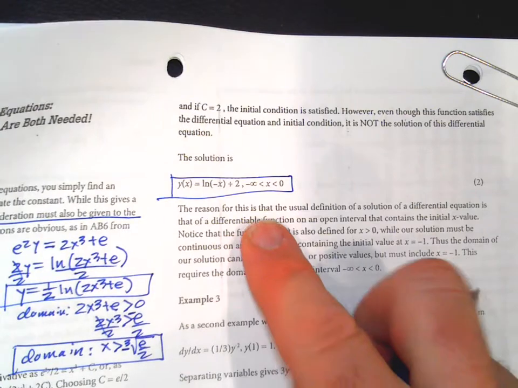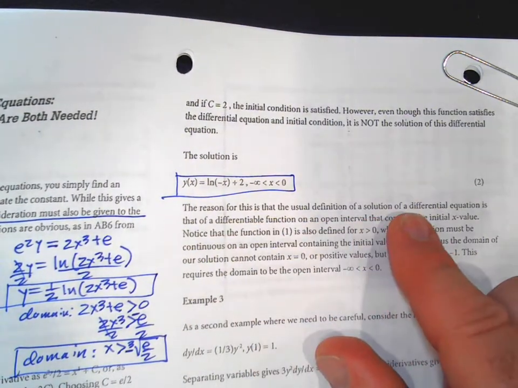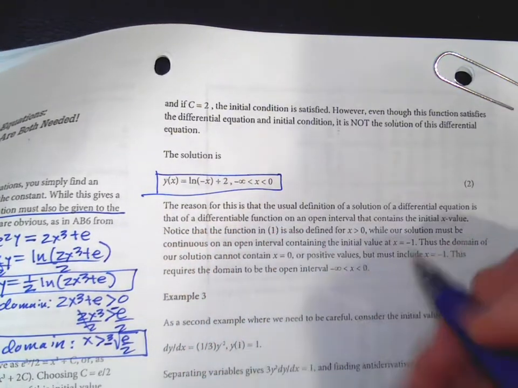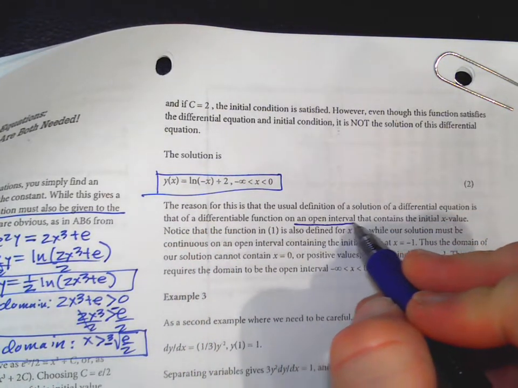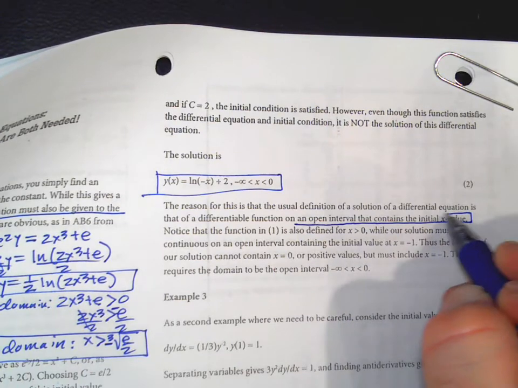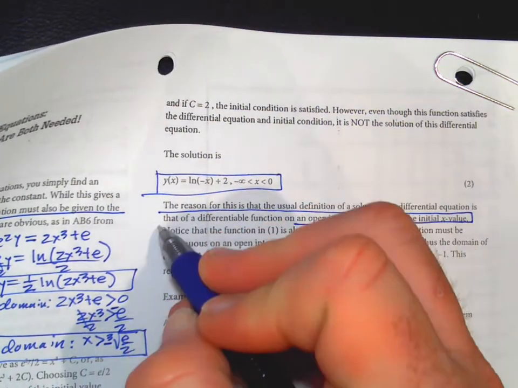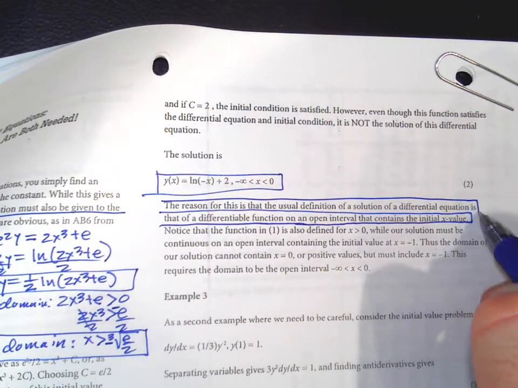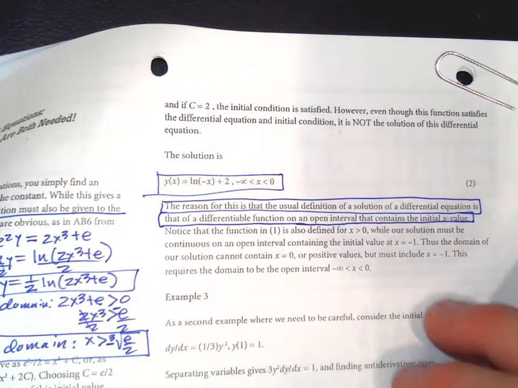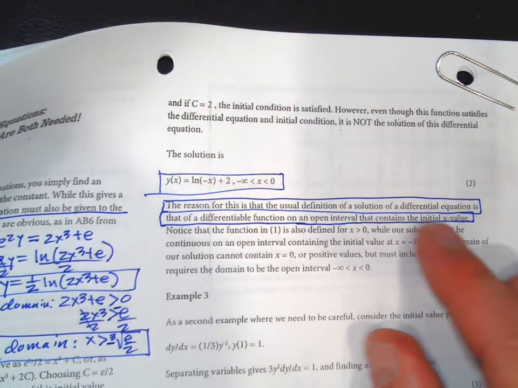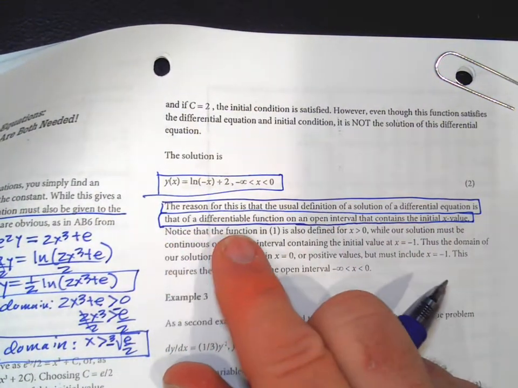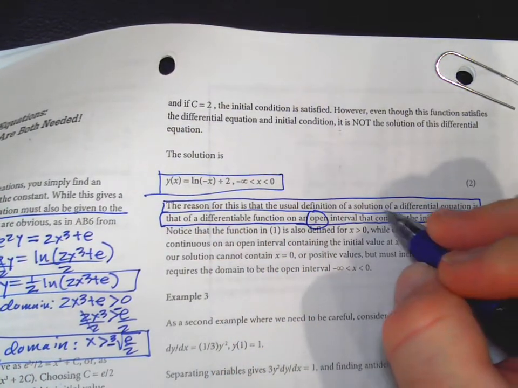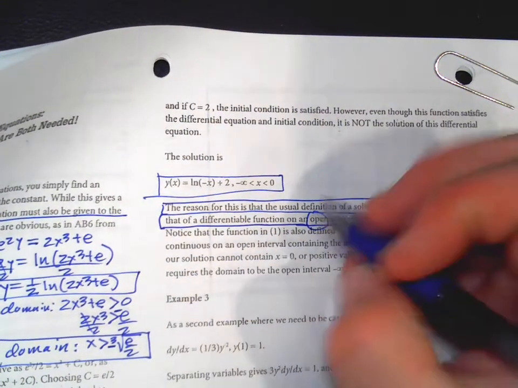The solution is this. This is what they're saying the solution is. The reason for this is that the usual definition of the solution of a differential equation is that of a differentiable function on an open interval that contains the initial value. This is the key thing right here. The solution, the usual definition of solution of differential equation is that of a differentiable function on an open interval that contains the initial value, and open interval 1.